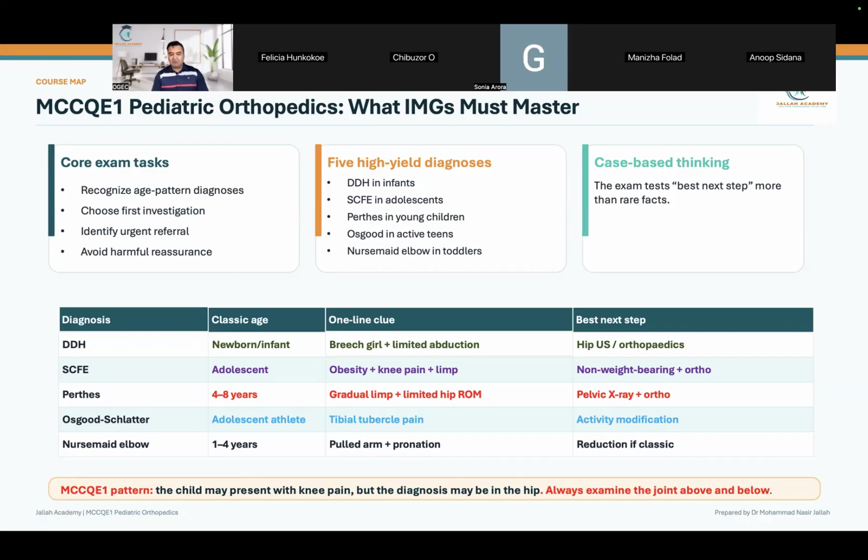So MCQ one: the child may present with knee pain, but the diagnosis may be in the hip. So if they give you any child with knee pain, it doesn't mean you should forget about the hip and the ankle. We check the joint above and the joint below. If any pediatric patient comes to us with knee pain, the pathology might be within the joint or might be coming from the hip. In most cases, it might be from the hip. So always examine the joint above and the joint below.